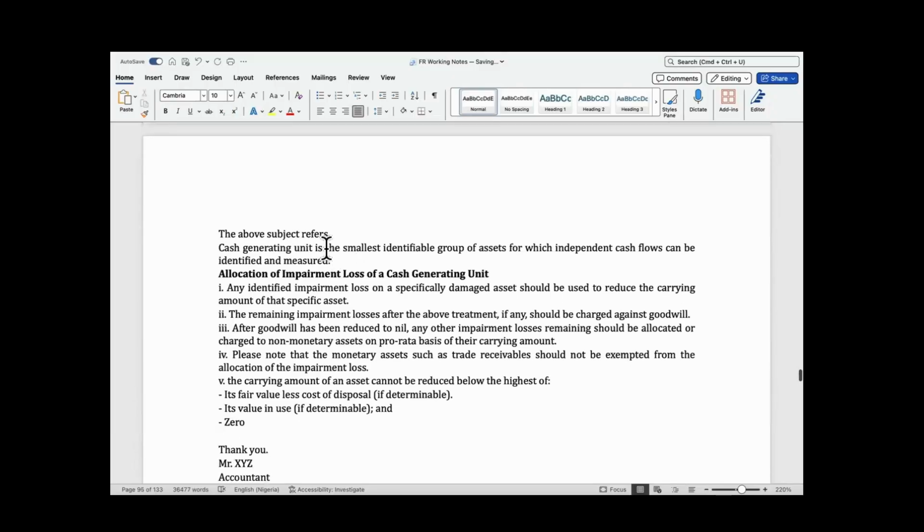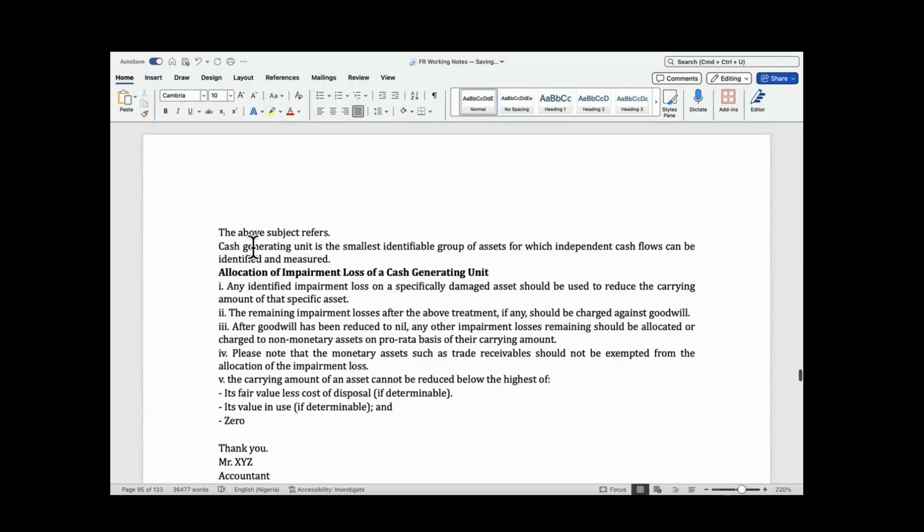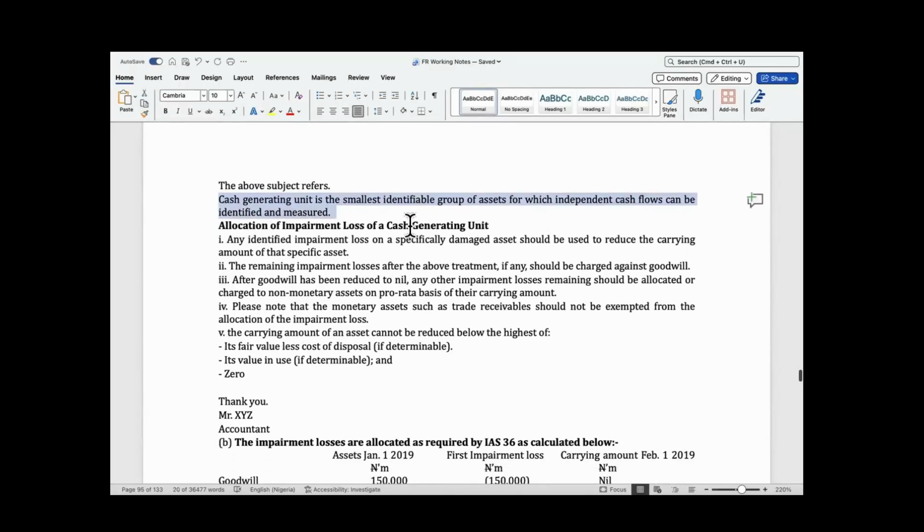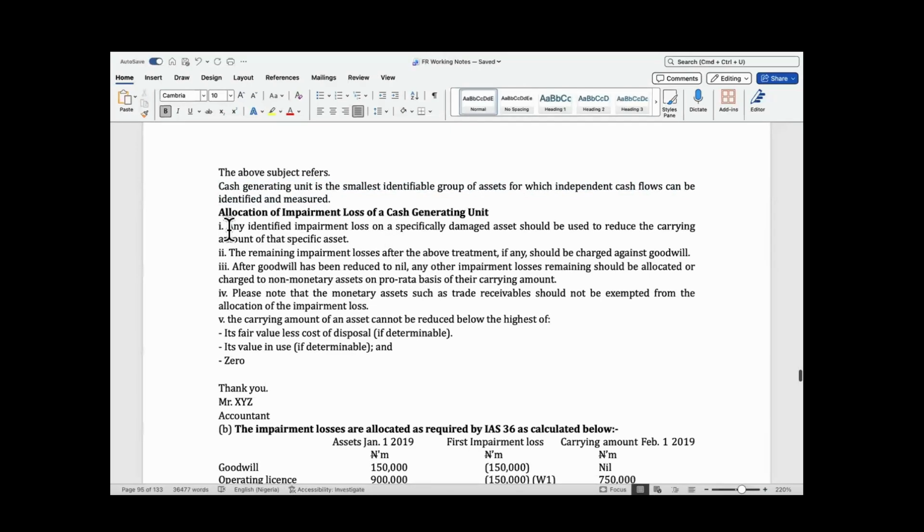I told them that a CGU is the smallest identifiable group of assets for which independent cash flows can be generated. And I said for allocation of impairment loss to a CGU, number one, any identified impairment loss on specifically damaged assets should be used to reduce the carrying amount of those assets. The remaining impairment loss after the above treatment, if any, should be charged against goodwill. After goodwill has been reduced to nil, any other impairment loss remaining should be allocated and charged to non-monetary assets. I was very specific.